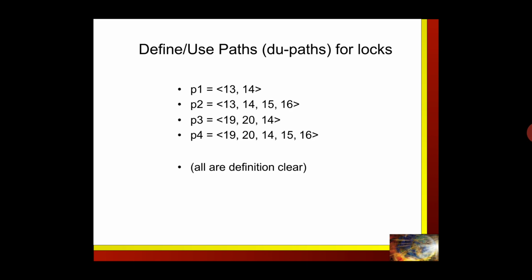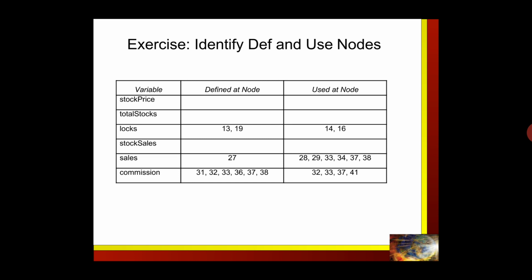Again in 19, 20, 14, 15, 16. This is another du path, right? Where you actually define, where you actually use. In the first path, you define it at 13 and use it at 14. In the second P2 path, you define at 13 and use it at 16. In the third P3 path, you define at 19 and use it at 14. In the fourth DU path, you define at 19 and use it at 16. You can check there. Define it at 19, use it at 16. Right?